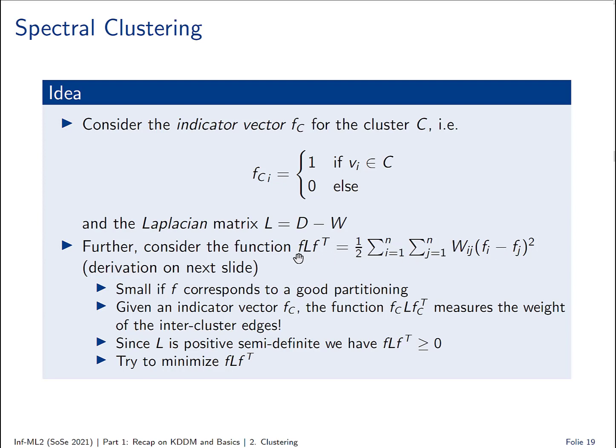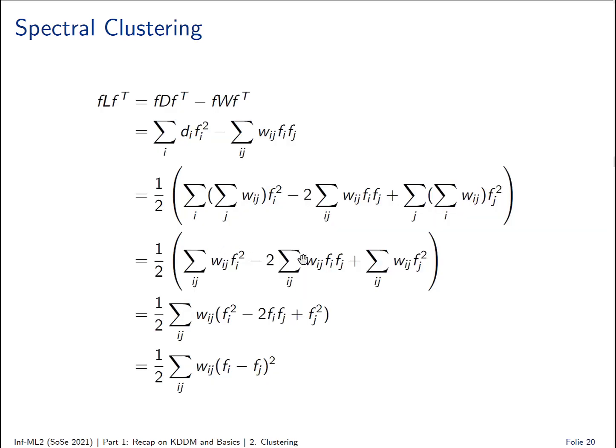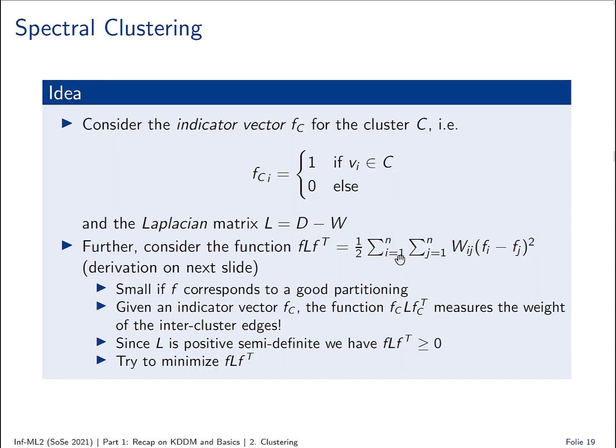So first of all, the function is f times the Laplacian times the indicator vectors transposed. So f is the matrix built of the k indicator vectors, so it's a k times n matrix, so to say. And that actually equals this term here. We will see on the next slide just in a couple of minutes why that is actually the case.